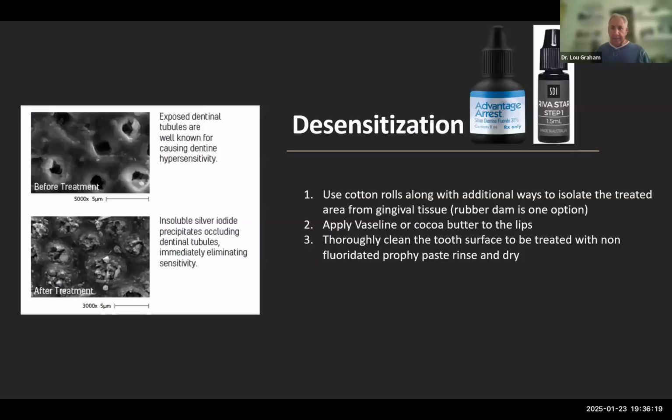When I look at the process itself, there are really two ways of looking at it. With the traditional, what I call silver diamine fluoride formulations, that really came out with Advantage Arrest, a great product, and Riva Star, the original Riva Star. The indication was you had to isolate your gingival tissue because it's very alkaline. It can burn the tissue. And these are ammonia based. We'll talk about this also.